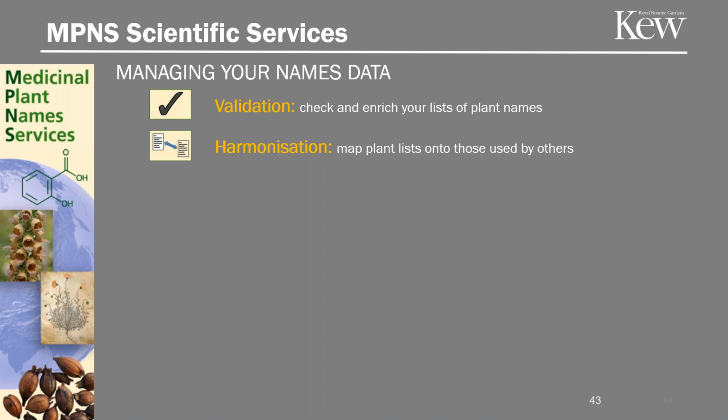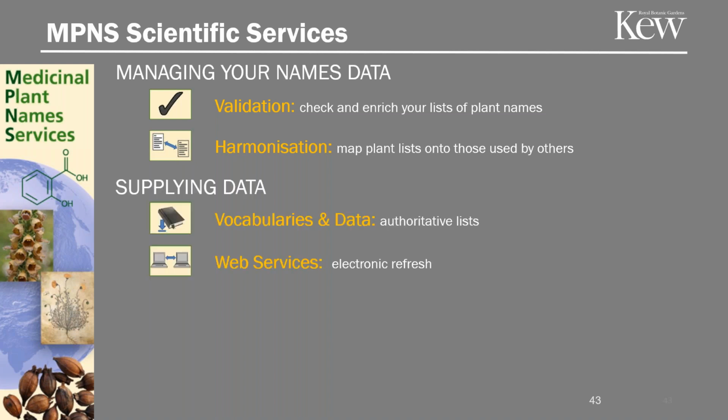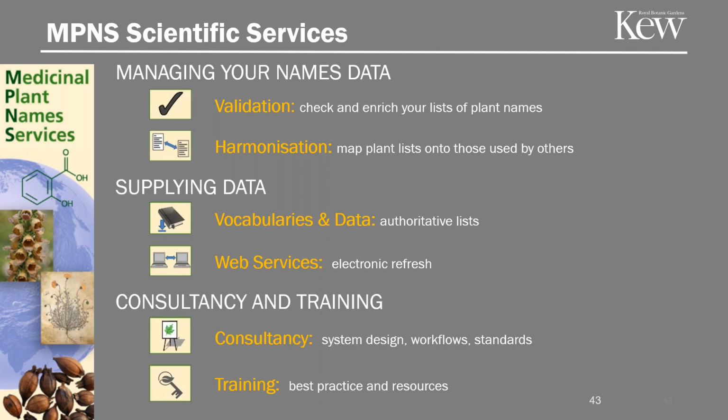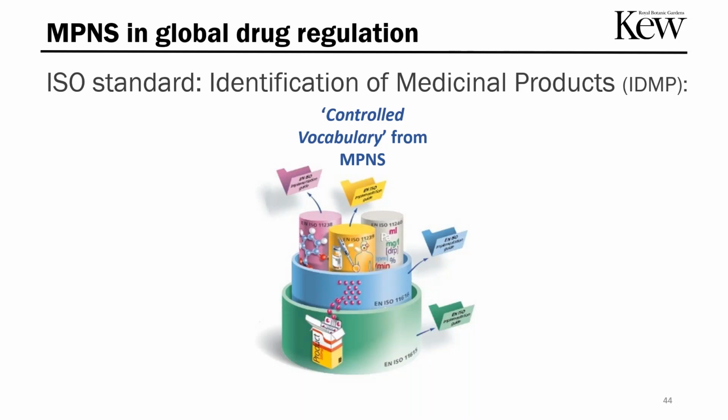European regulators are able to share information one with another by achieving some harmonization. We provide data sets or terminological controls, and we provide web services which refresh those data sets as the names change. And ultimately, we look to advise people on how they build their databases to handle plant names effectively and the sorts of standards that they should be adopting, and promote best practice and provide resources, obviously.